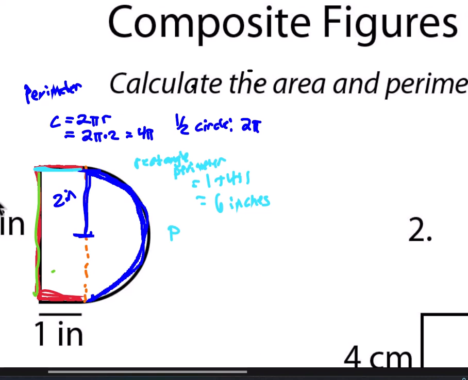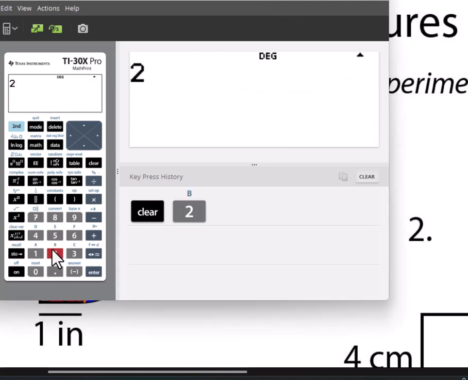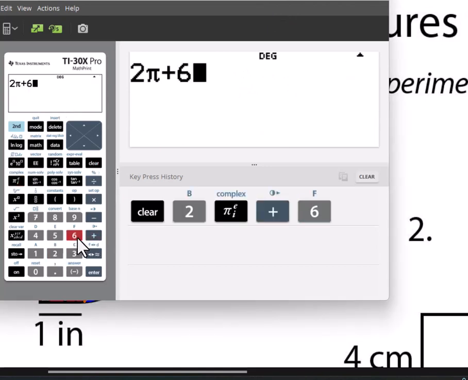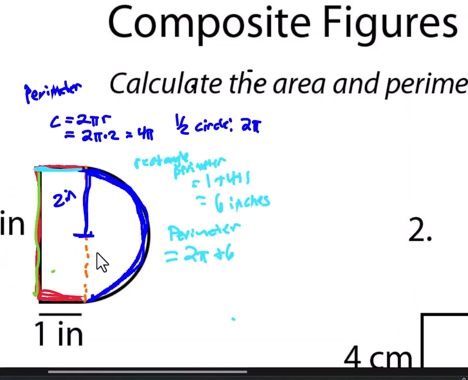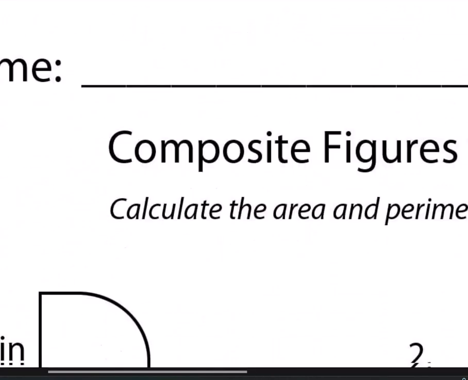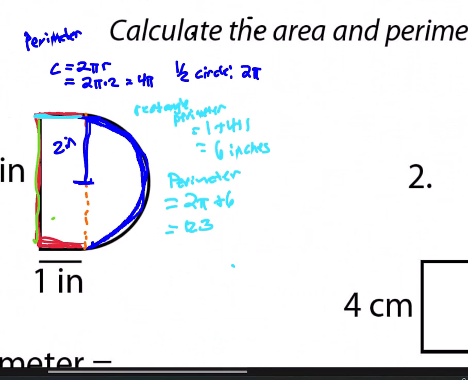So our entire perimeter is the part from the circle, which was 2 pi, plus 6. Or 2 pi plus 6, 12.3. Now let's see if that's what the answer was supposed to be for the perimeter. 12.28, yep. So I rounded a little bit more. Okay, so that was the perimeter.